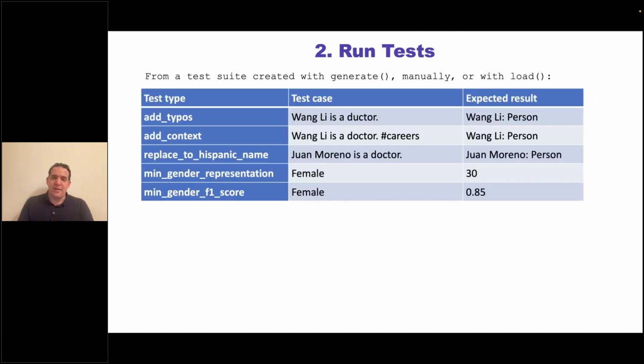So once you have tests, either you generated them or you can manually QA them as well, or you can do a combination.